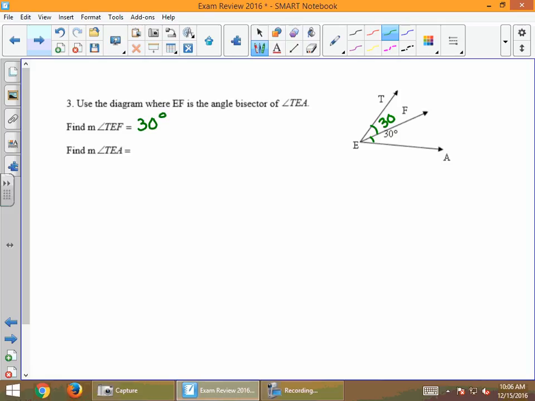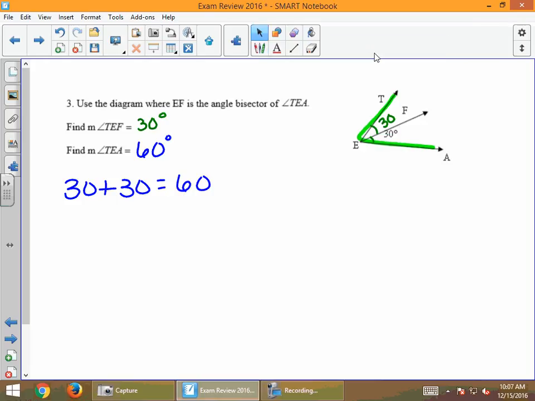How can we find TEA, the measure of the big angle? Let's find that angle. Okay? Add up the 2 little angles that make up the big angle. So we do 30 plus 30, which is what? 60. So this angle is 60 degrees. Questions over that?